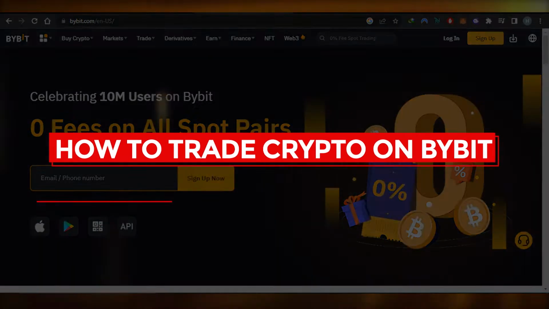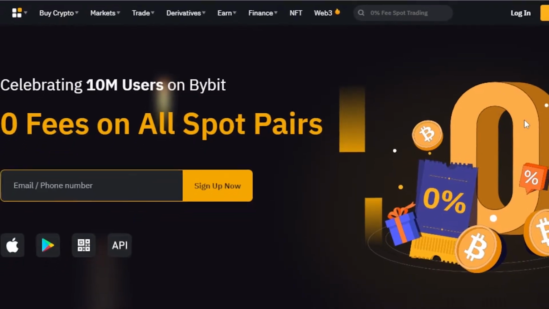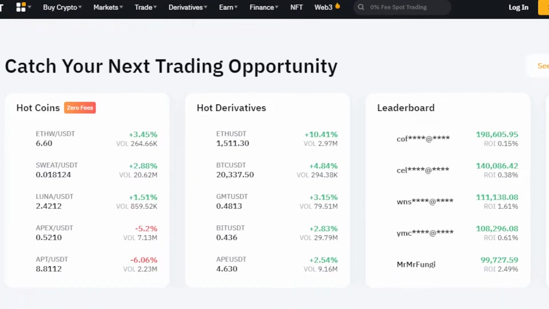How to trade crypto on Bybit beginners tutorial. Hi guys, welcome back. Today I'm giving you a tutorial on how to trade crypto on Bybit. So let's get started. First, what you need to do is go to bybit.com and you will land on this platform right here.